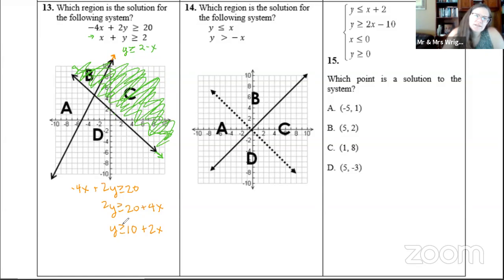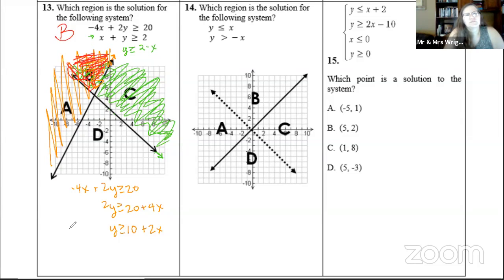Now, y is greater than or equal to this line. So let's look at this. Where is the y value going to be greater than this line? Well, it's going to be greater than this line above. So I know that this is my shaded side. And so where do these shaded regions overlap? Which region is the solution for the following system? A, B, C, or D? Well, B right here is where they overlap. So B is my answer.